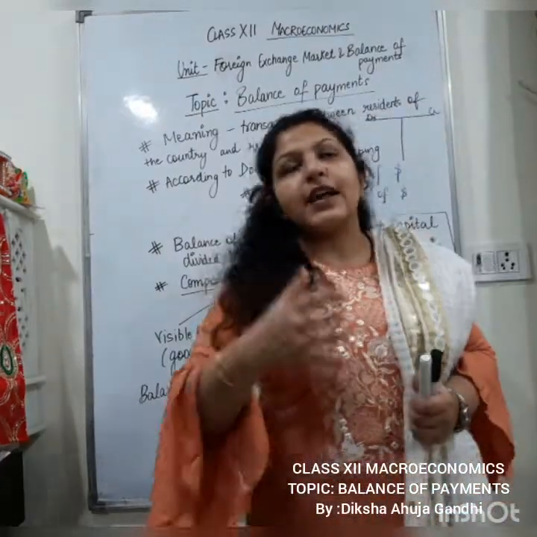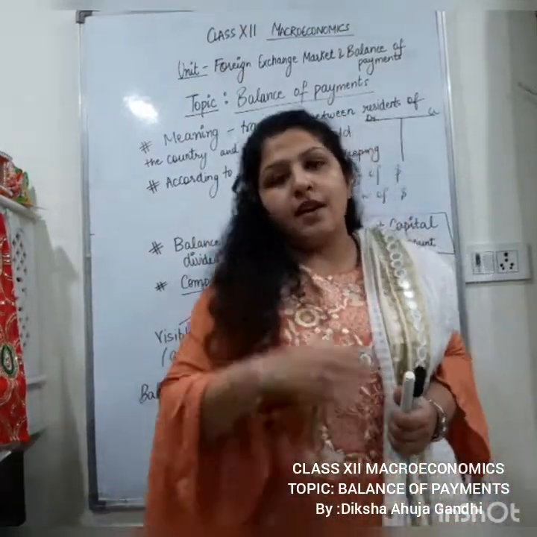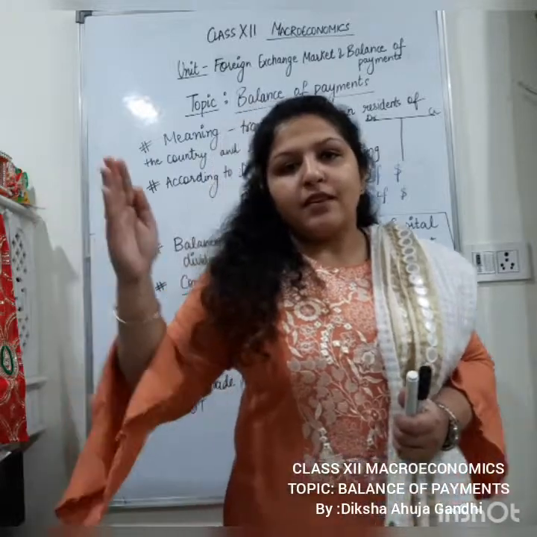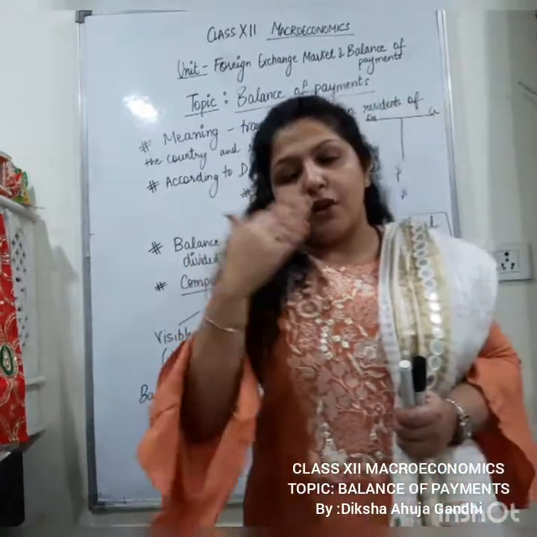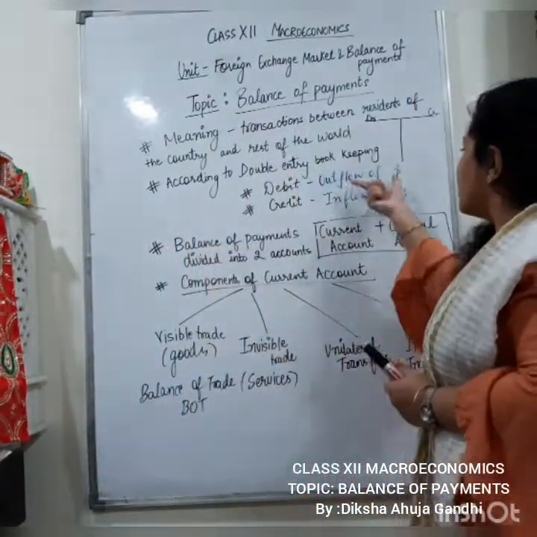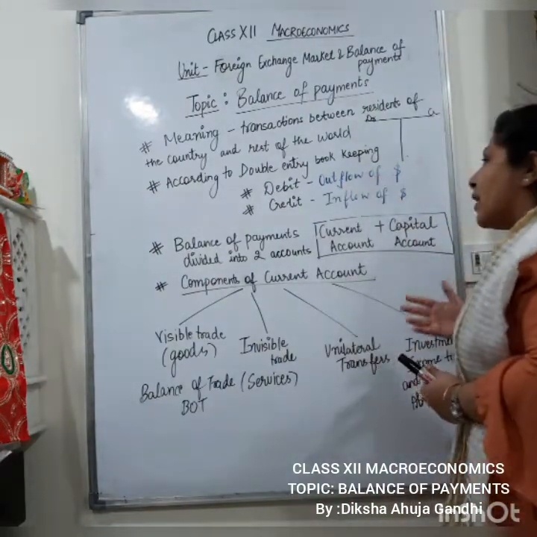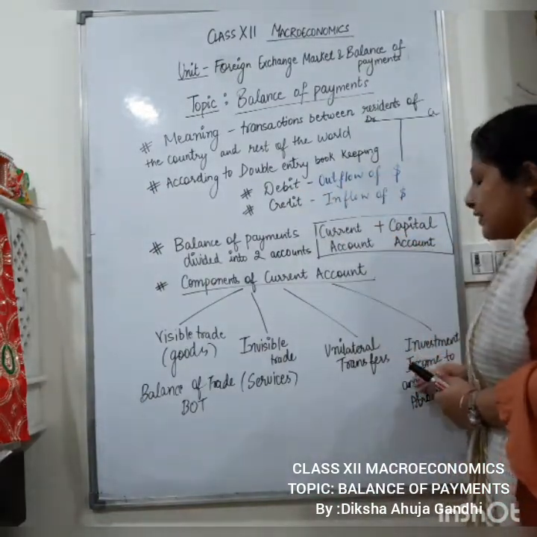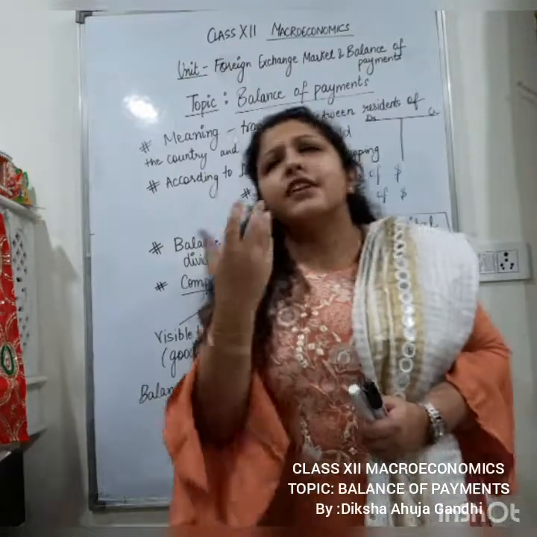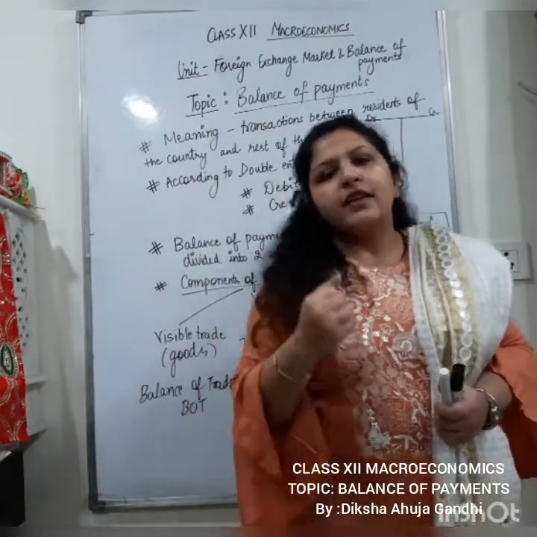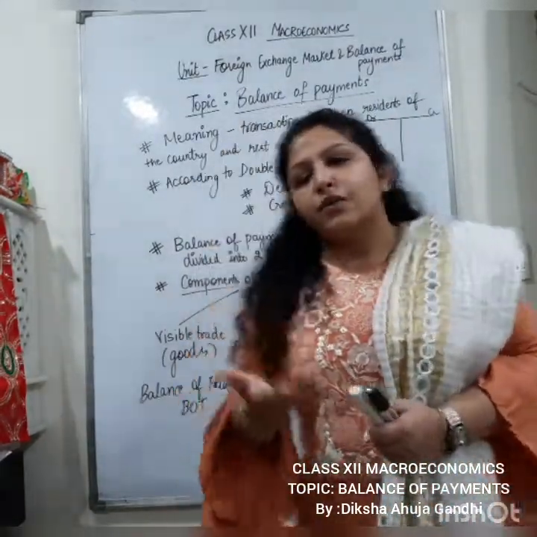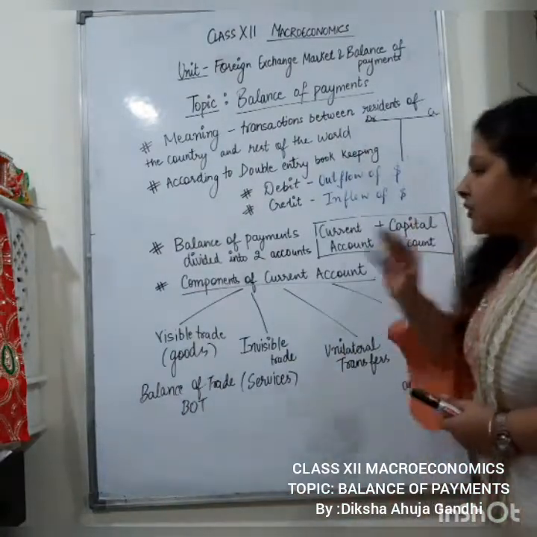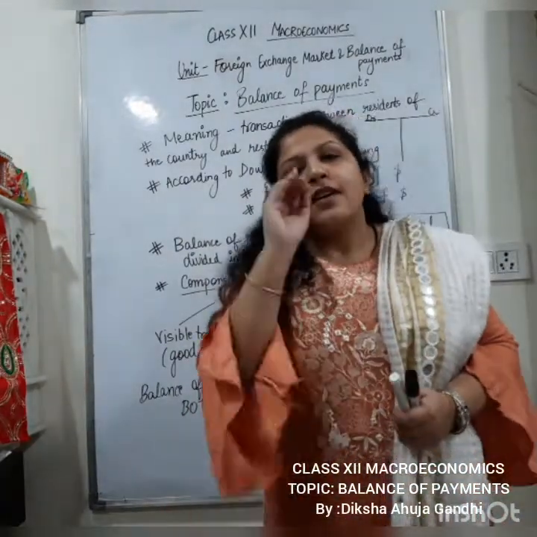On the other hand, let's say there's a foreign company located here and they are taking profits with them, taking their company's profits abroad. So dollars are going, an outflow of dollars, so it will come on the debit side under investment income. Profits, dividends, rent, salaries, these are all included in investment income. So these four are the components of the current account.